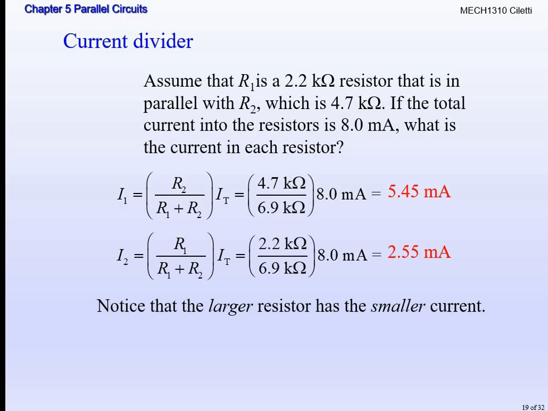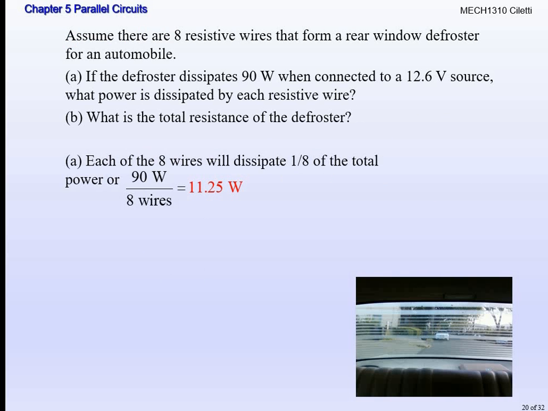So what do you need to notice though? The larger resistor has the smaller current. That should make sense, right? Because using Ohm's law in the relationship, voltage remains the same, right? Voltage is held constant. If resistance goes up, meaning we have a larger resistor, we should have a smaller amount of current. So that one should make sense, all right?